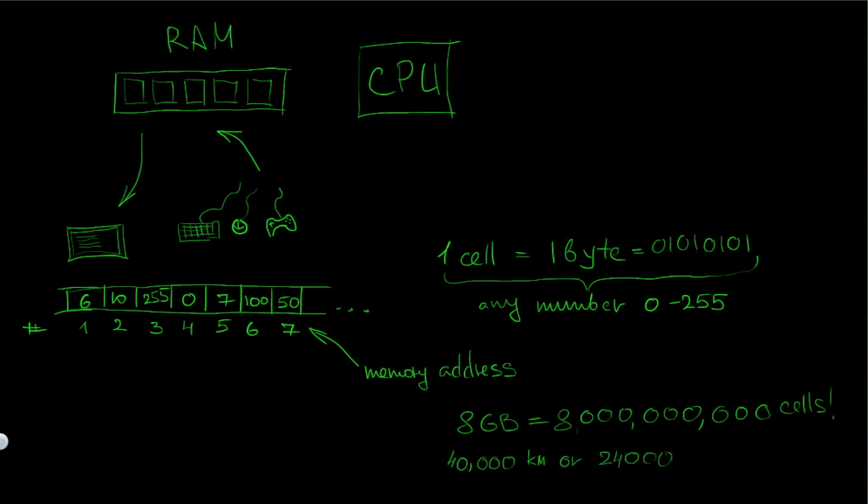If you write this in a sequence like I did on a piece of paper, you'd have a line 40,000 kilometers long, or 24,000 miles. It's enough to wrap around the Earth at the equator, so that's a lot of numbers. But they are literally just that, numbers, one after another, from 0 to 255.